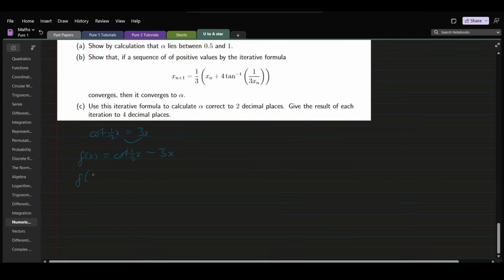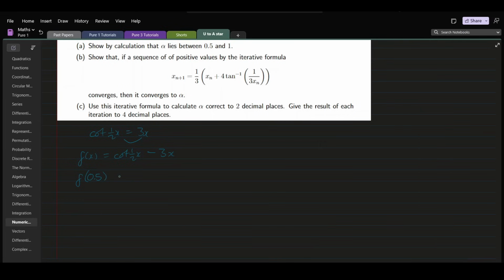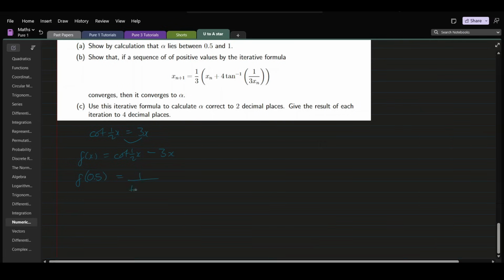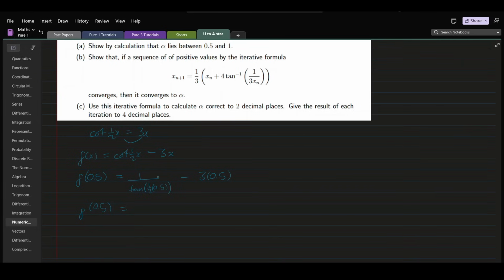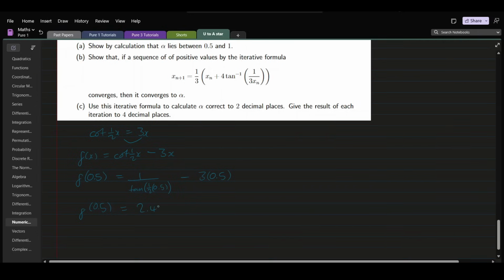So we're going to evaluate our function f of x when x is 0.5. So cot can also be written as 1 over tan. So that's tan half x. So that's half times 0.5 minus 3 times 0.5. So f of 0.5 gives us, this is 1 over tan half times half minus 3 times half, which gives us 2.416.